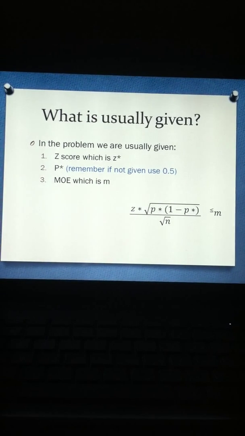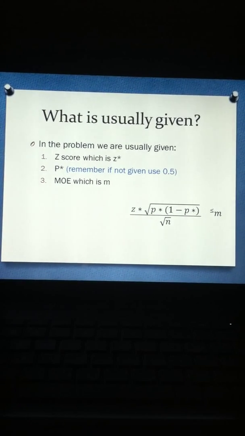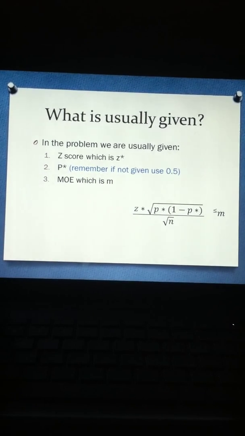What are usually given? In this problem, you're usually given the Z score, which is Z star, and P star. Remember, if it's not given, use 0.5. And the margin of error, which is m.